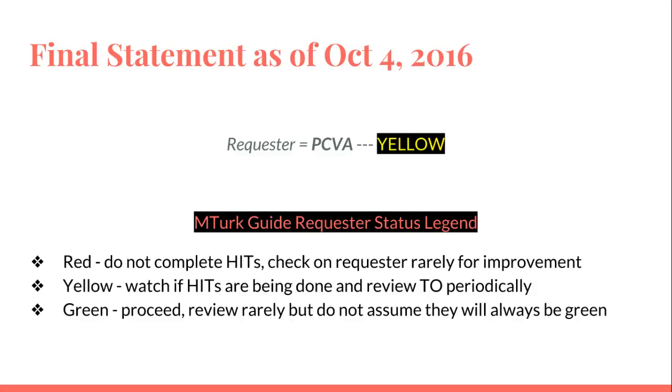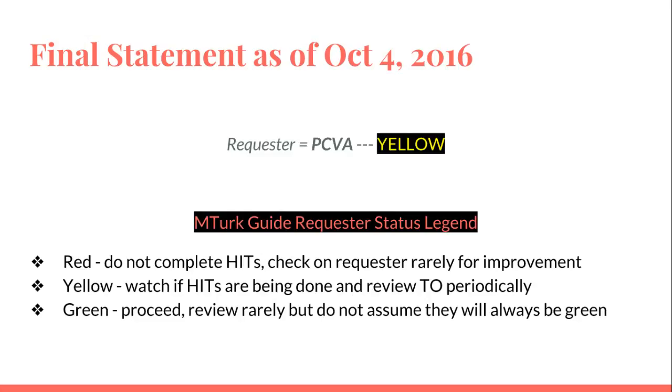And as time goes on, as I hear things going on, I'll also post them on the Facebook page so that people are aware. But if you're kind of insular in this and not doing it with a lot of buzz from other people, you may want to just check TurkOpticon every once in a while. And then red is don't complete the hits, check on the requester rarely for improvement.